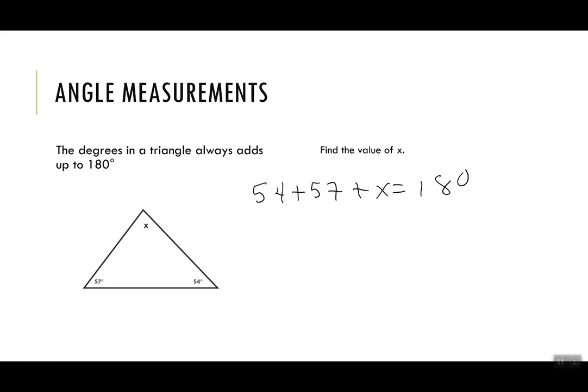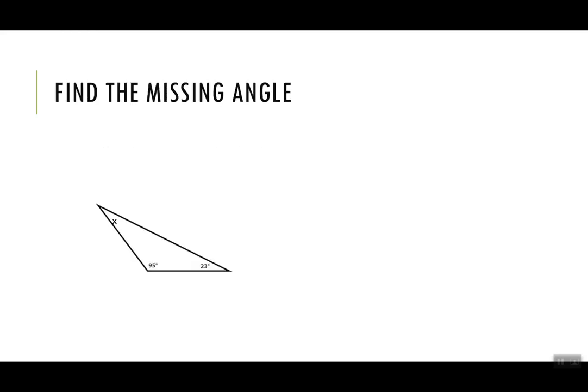So let's add together 54 plus 57. That gives us 111 plus x is 180. So we're just going to subtract the 111 from 180, and it's going to say x is equal to 69. You can always check by adding the 54, the 57, and 69 and seeing that it comes out to 180. Let's go ahead and put the degrees up there.